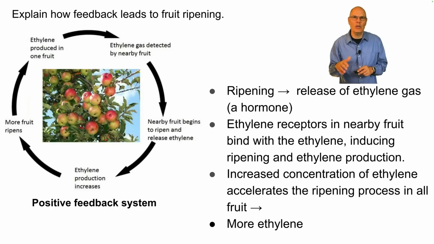So eventually all the fruit ripens. In fruit shipping, you can prevent that by pumping carbon dioxide into the storage container where the fruit are, and that suppresses the ethylene, and that's how you can ship fruit long distances.